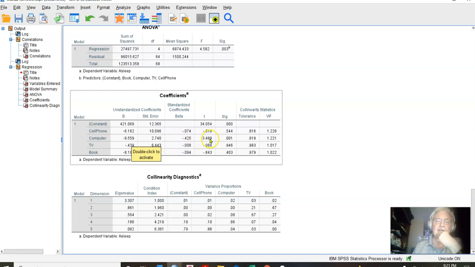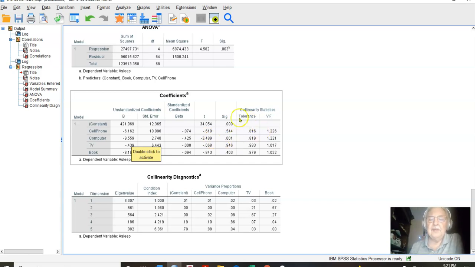The t-test is the beta divided by the standard error, and that's testing the null hypothesis that the coefficient equals 0. And if it's significant, as it really only is for the computer, then it's rejecting the null hypothesis and saying that it's unlikely you would get a t-score of 3.4 if the null hypothesis were true. So we say that computer was significant.